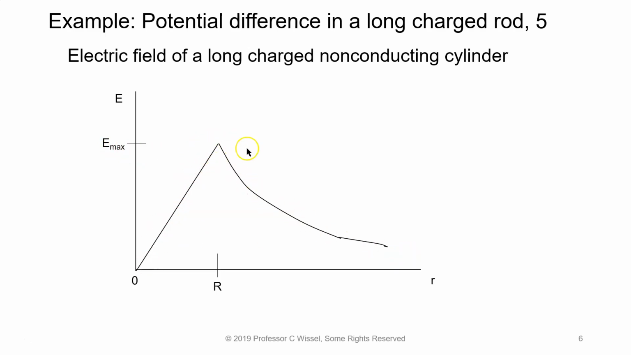Now, the shape of this curve is exactly the same as it would be for the non-conducting sphere. The only difference would be the height of this. Now, if this was a conducting cylinder or sphere, E would be 0 until you reach the surface right here. So the curve would be flat along this line here, right? And then it would go to here and drop off as 1 over R.